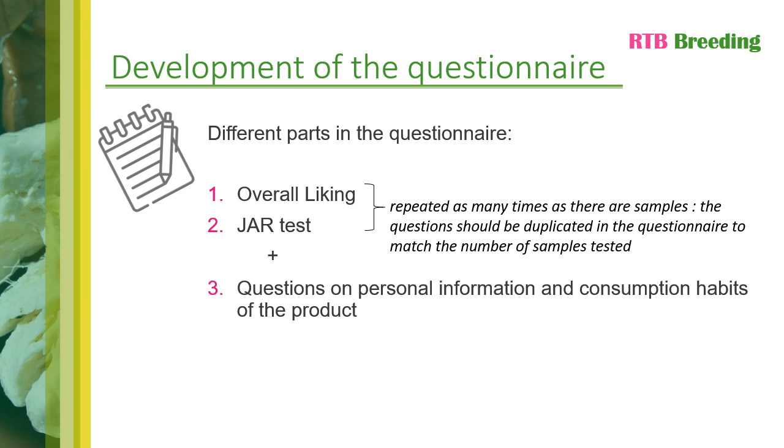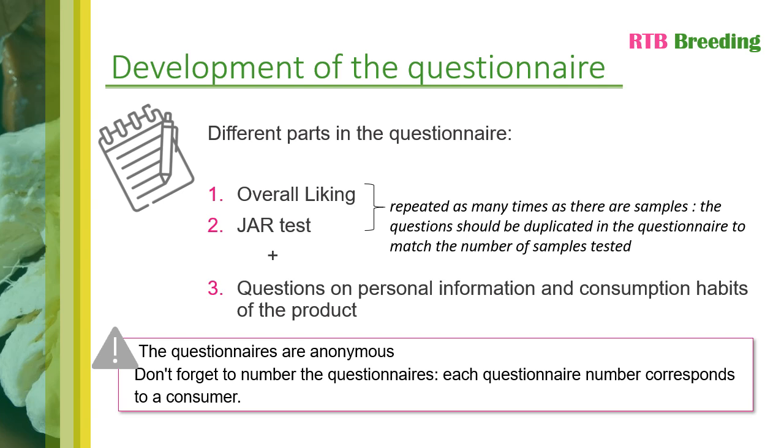Then, the third part of the questionnaire contains questions about consumers' personal information and consumption habits. These questionnaires are anonymous, and consumers are not asked to write their names on them. However, they are given a number, so there must be a questionnaire number for each consumer.